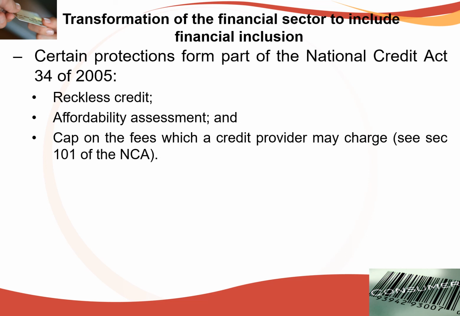Now, there are only some specific or listed items which can be seen as cost of credit, and for this purpose, you'll see later on, also when we get to the lesson plan on credit agreements, that Section 101 of the National Credit Act specifically provides a list of those items that might form part of the cost of credit. So in that sense, we can see where certain provisions of the National Credit Act have allowed for the transformation of the financial sector. Also then, to allow for more people to enter the credit market, but protecting those individuals when they take part in the formal credit market as well.